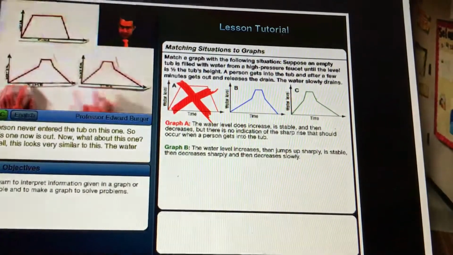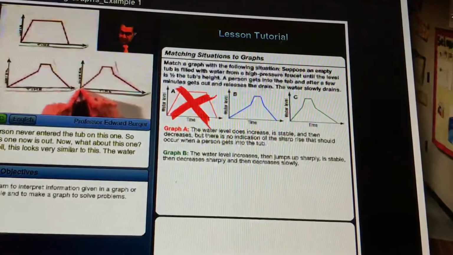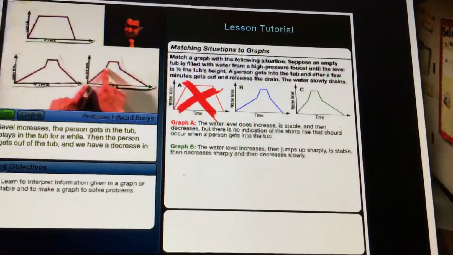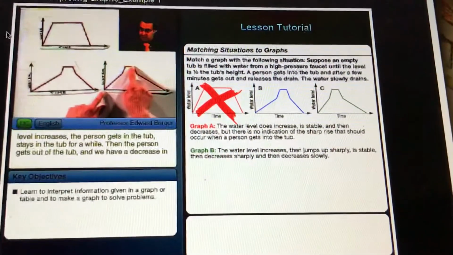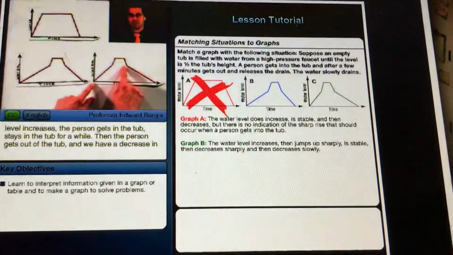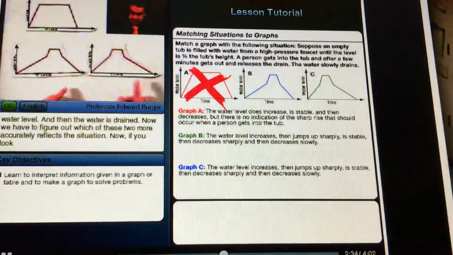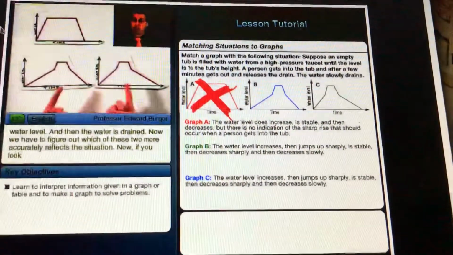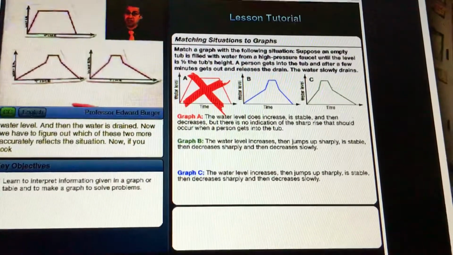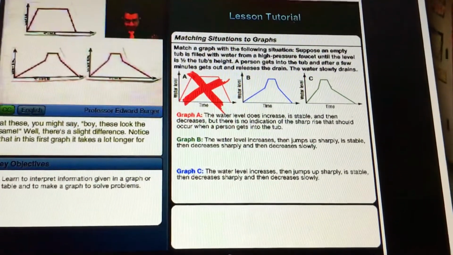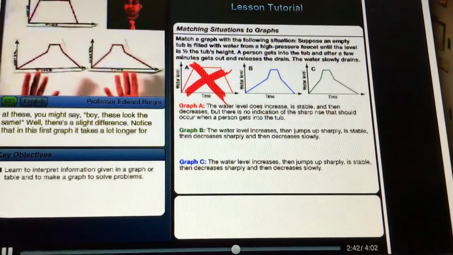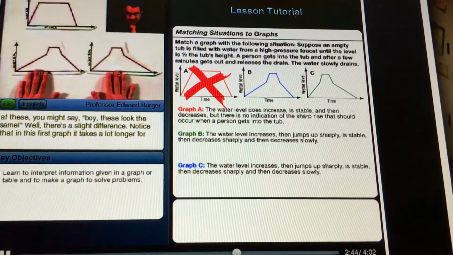Now, what about this one? Well, this looks very similar to this. The water level increases, the person gets in the tub, stays in the tub for a while, then the person gets out of the tub, we have a decrease in water level, and then the water is drained. So now we have to figure out which of these two more accurately reflects the situation. Now, if you look at these, you might say, boy, these look the same. Well, there's a slight difference.